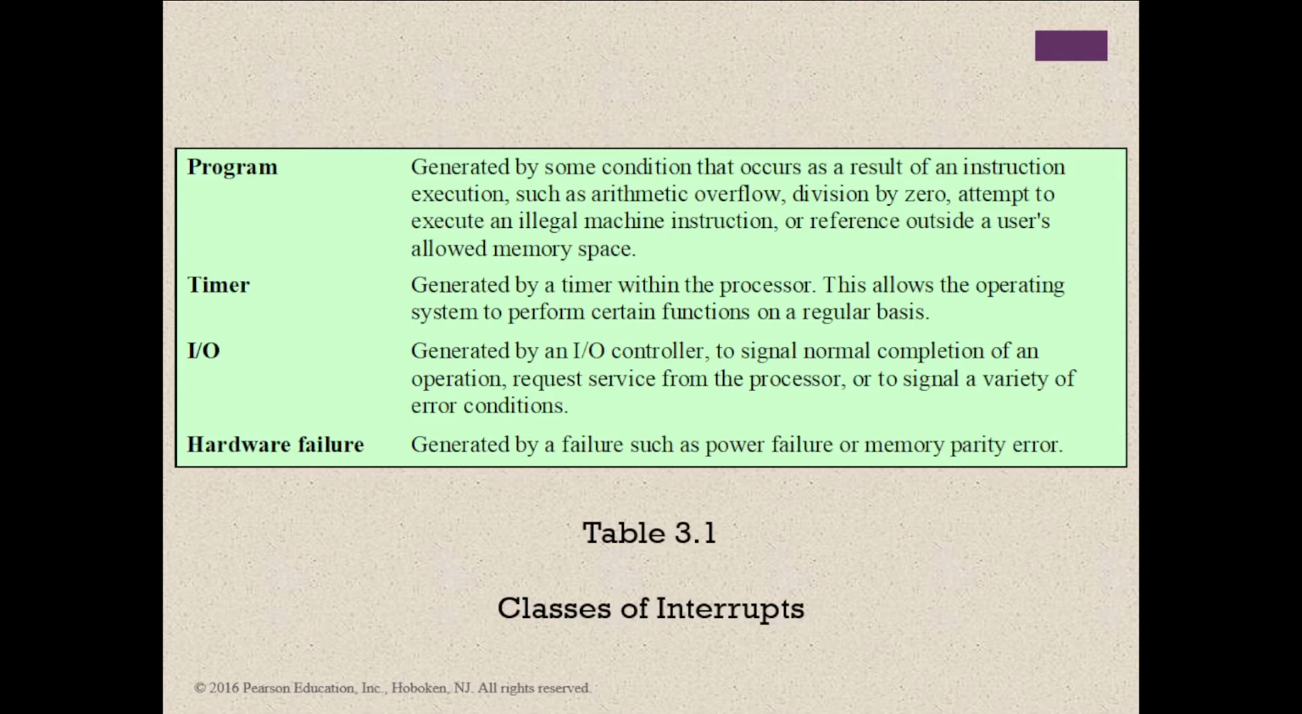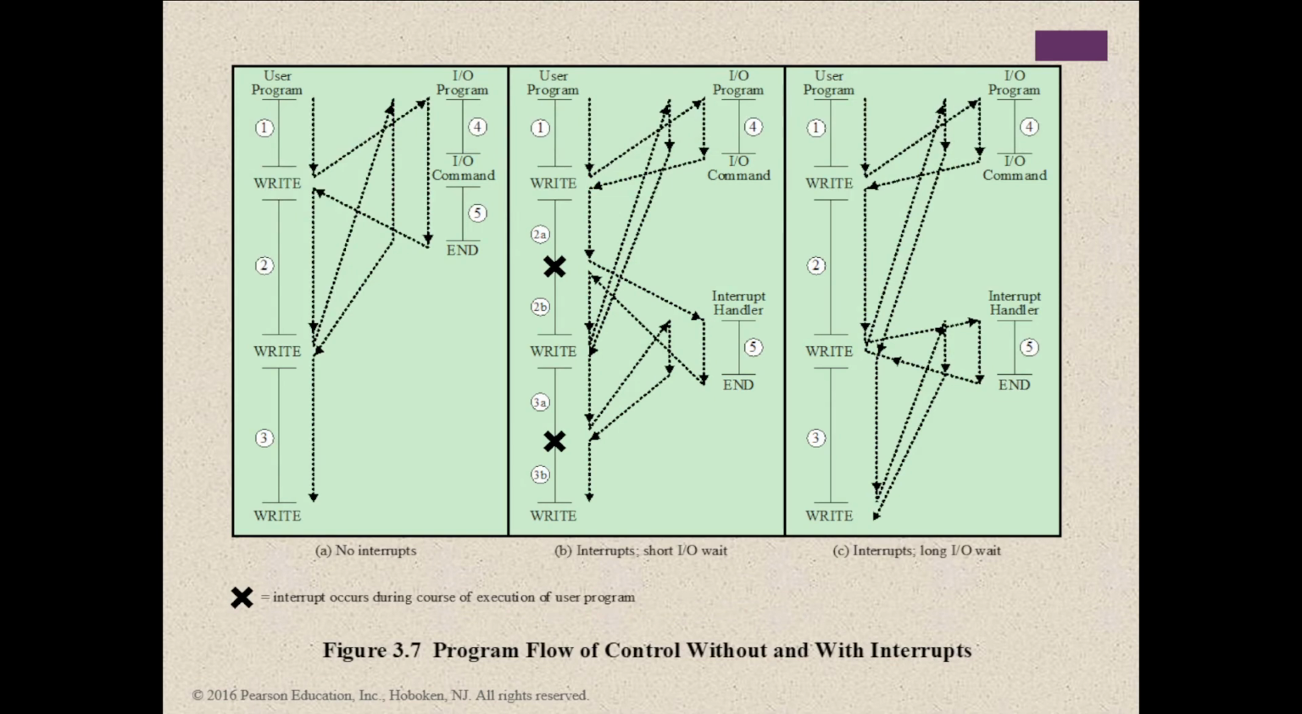So we have a figure to illustrate using interrupts or without interrupts. Next we have Figure 3.7, program flow of control without and with interrupts. In 3.7a, we have no interrupts. In 3.7b, we have interrupts but a short I/O wait. And letter C, we also employ interrupts but it has a long I/O, or input-output, wait.